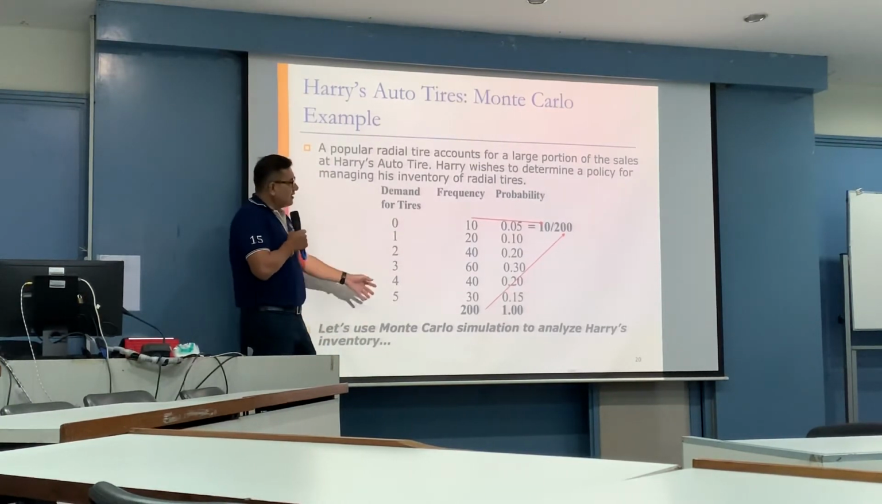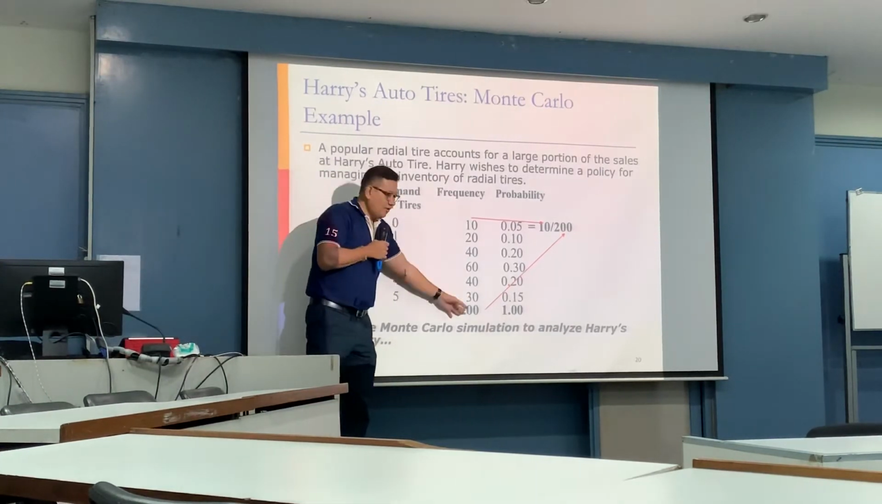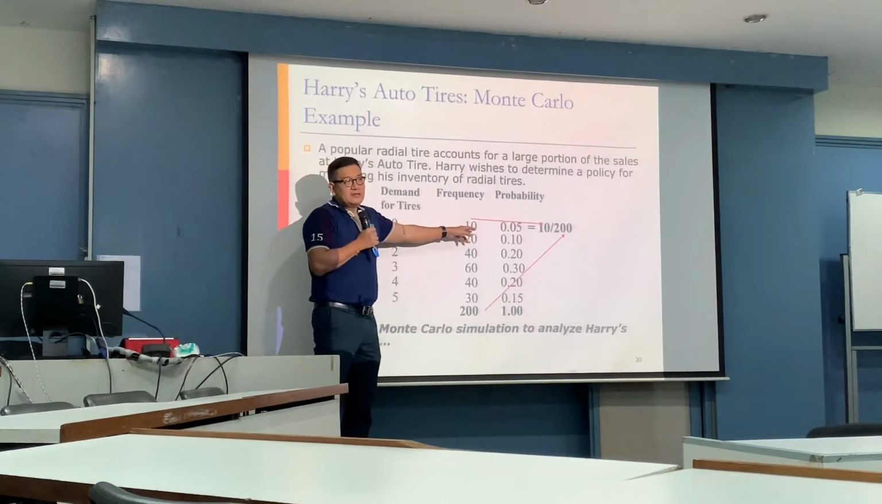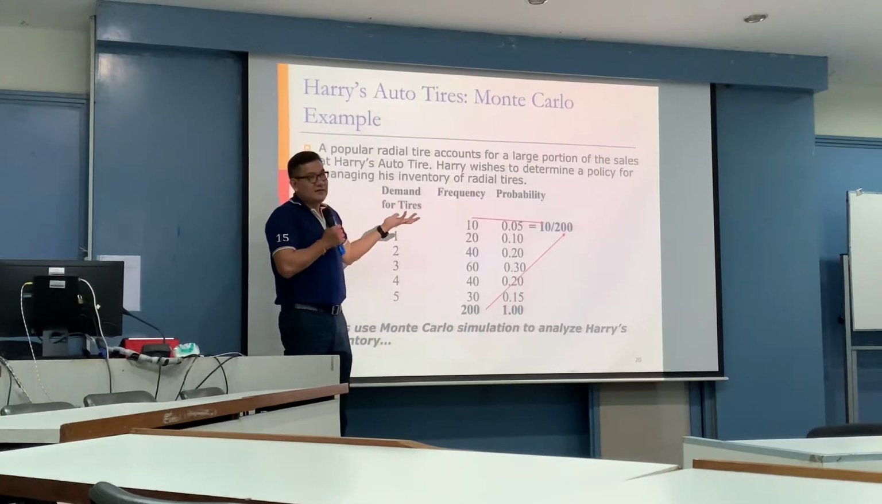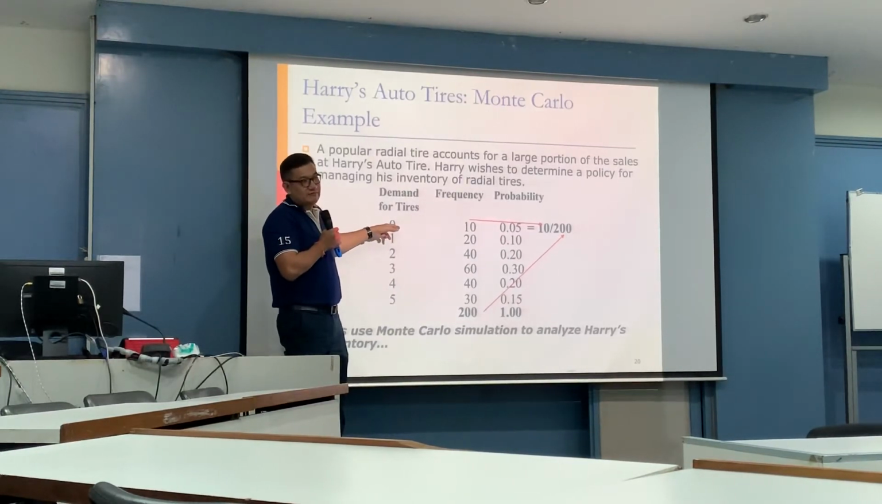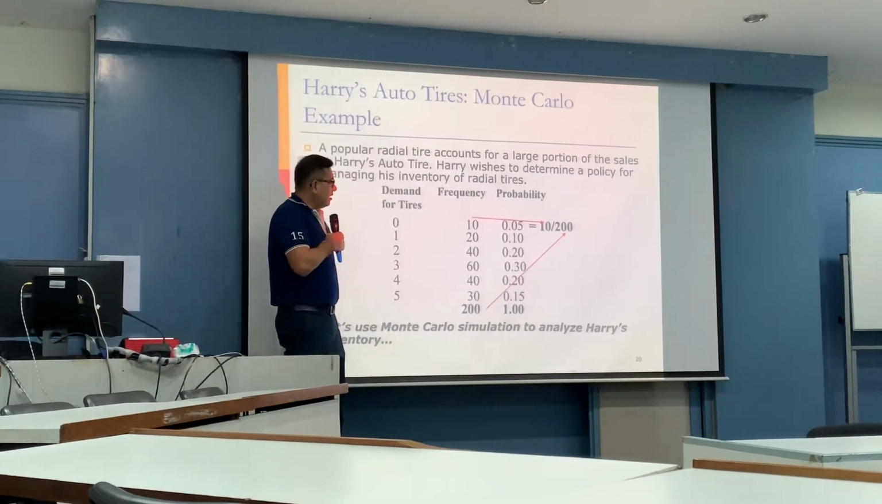So he collects the data on the past 200 days. Based on the past 200 days, what happened? There were 10 days that he could not sell any tires, so 0 sets sold.